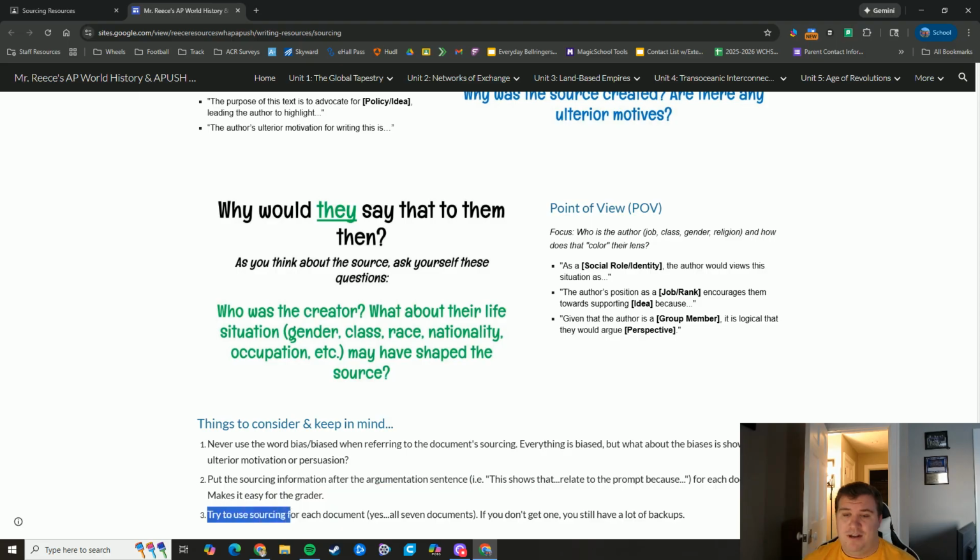And so then on top of that, try to use the sourcing for all 7 documents. That's the last thing. Again, you only have to do this for 2, but it's better to have backups because this is a hard point to get, and sometimes you're just not put in a good position to actually do that. And so if you do it for all 7 or try to do it for all 7, it helps you out tremendously when it comes to the grading.